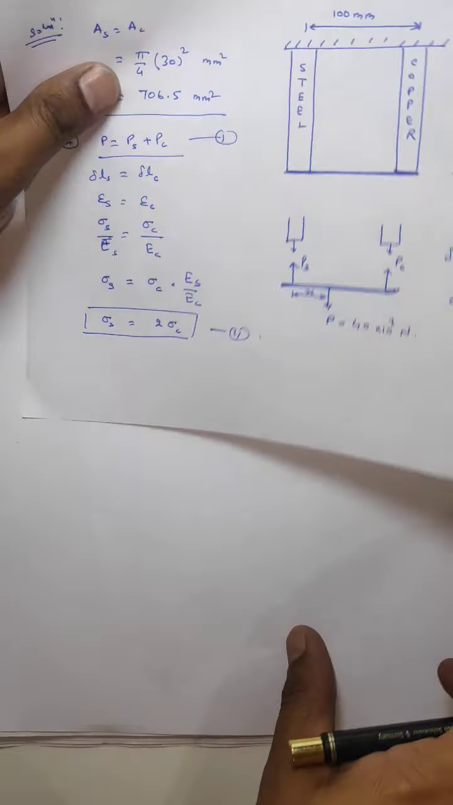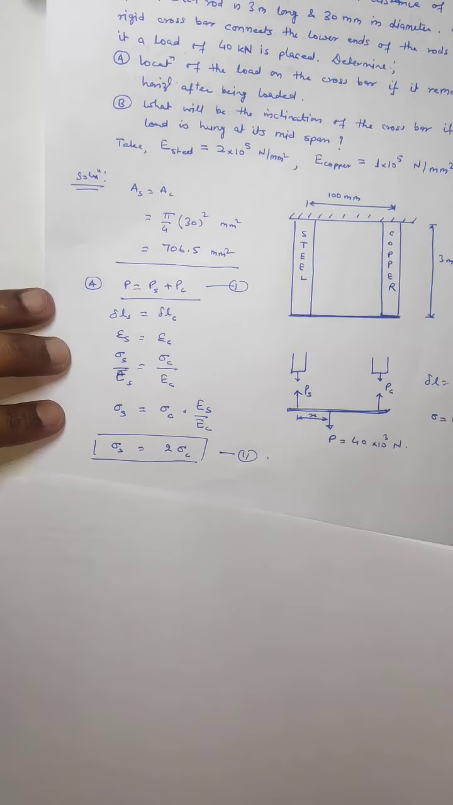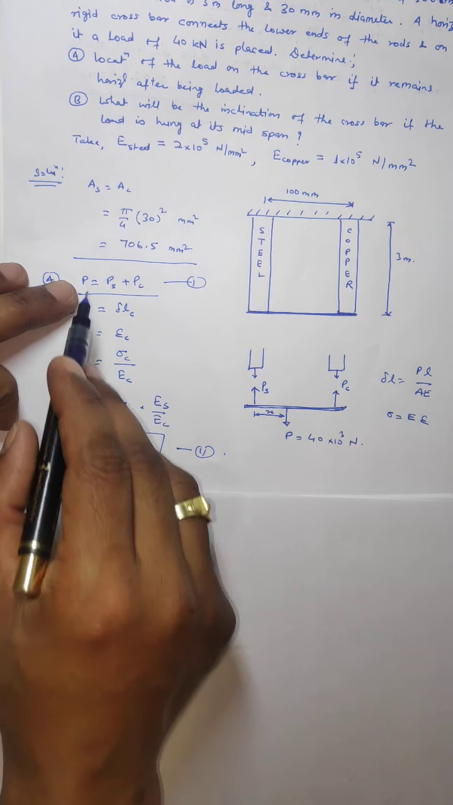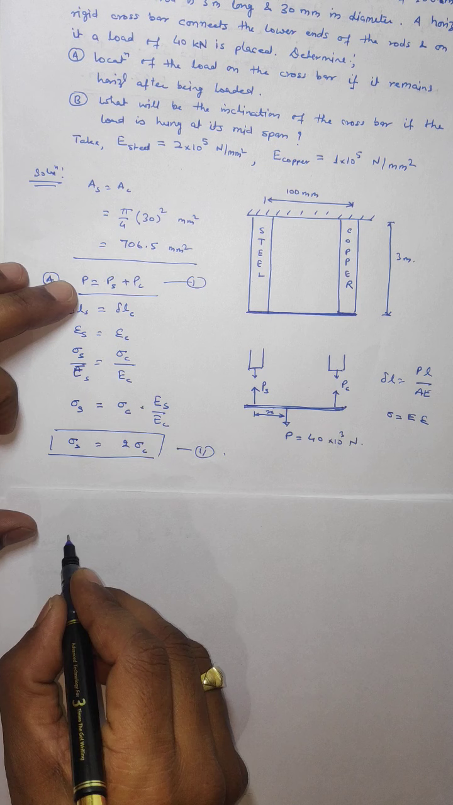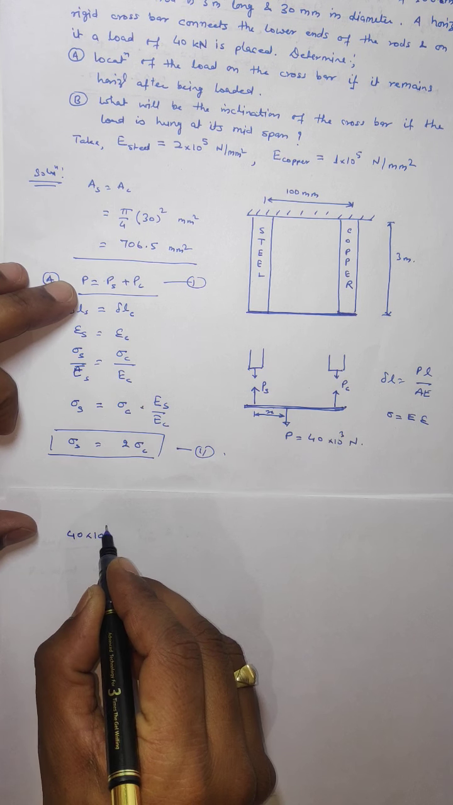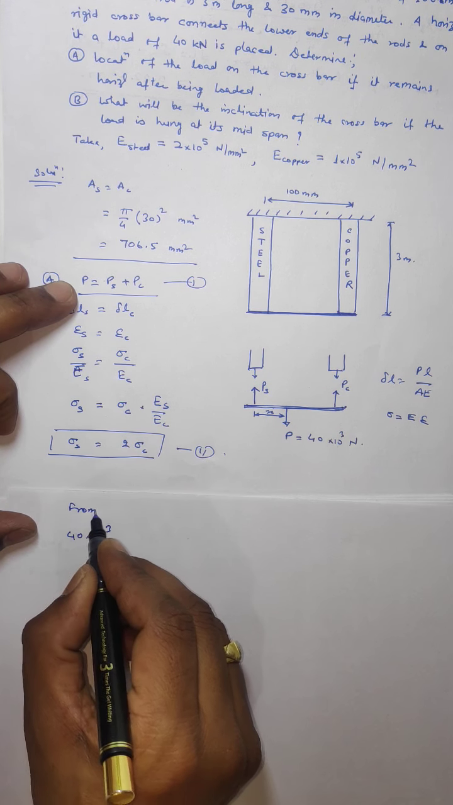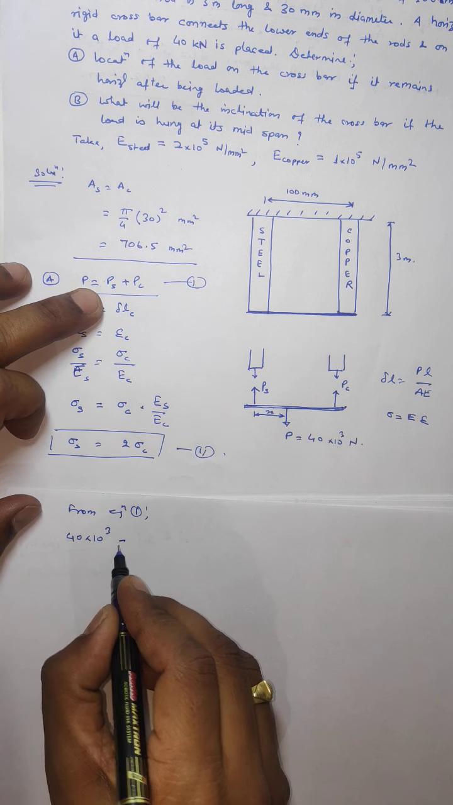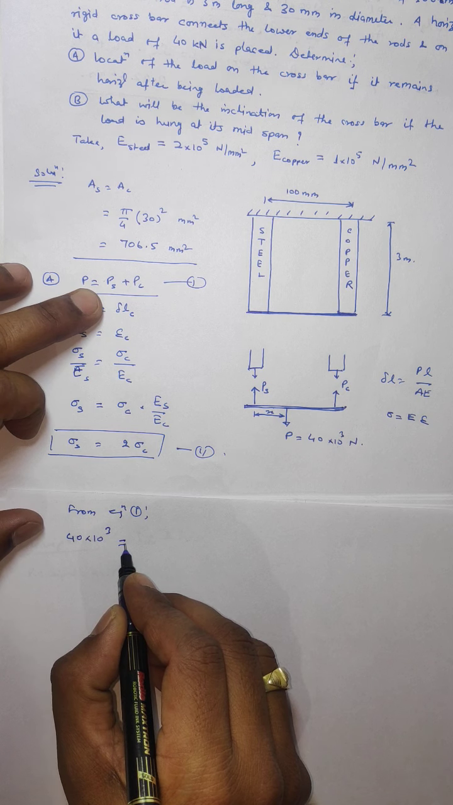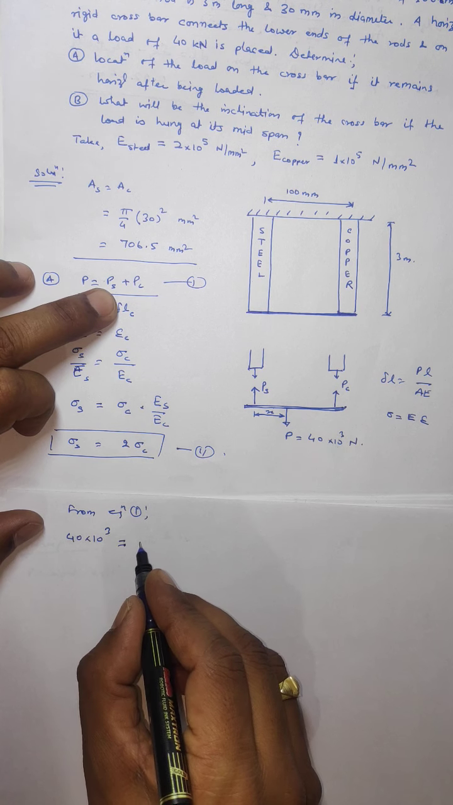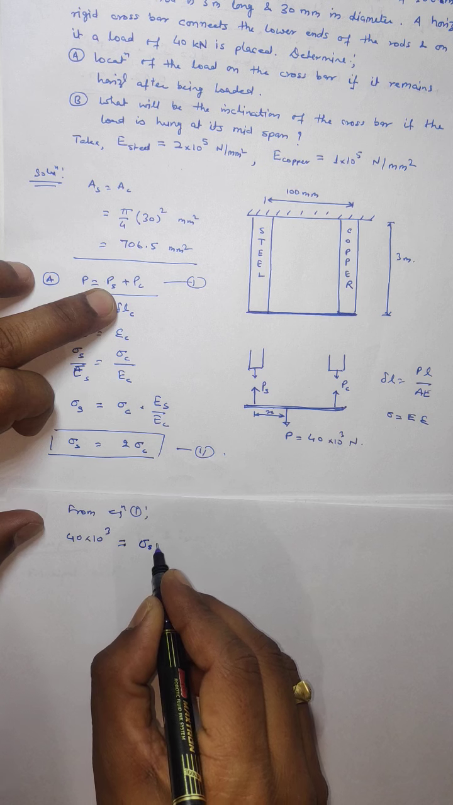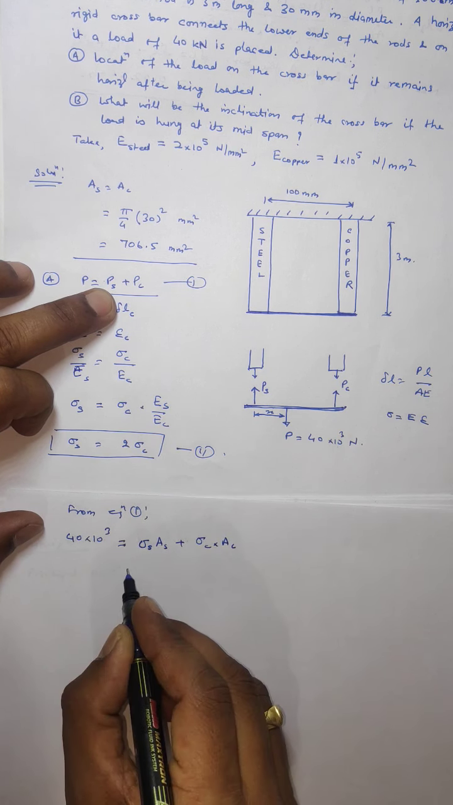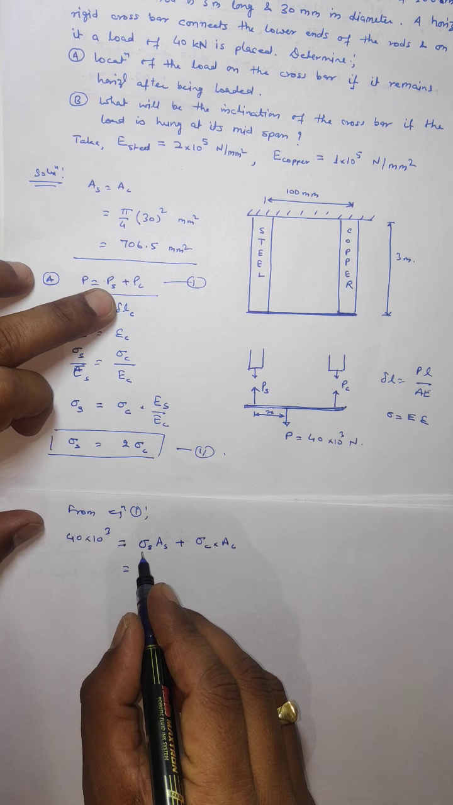From one we can write that, see here, from first, total load, that is 40 kilonewton, 40 into 10 to the power 3. From equation 1 we can say total load will be equal to load because of steel, and load in steel is equal to sigma steel into area of steel plus sigma copper into area of copper. From here we can write sigma S.